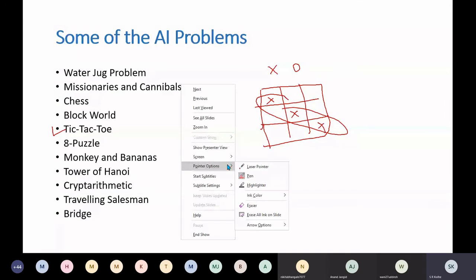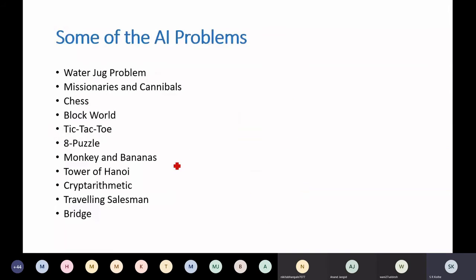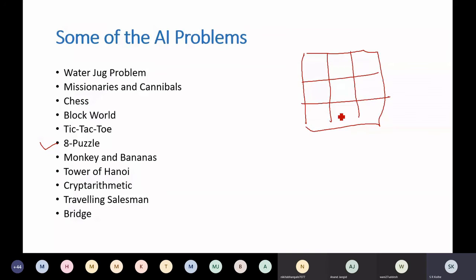Then another problem that is discussed is the 8 puzzle problem. Some of you might know this 8 puzzle; in your childhood you might have come across it. In the 8 puzzle there is a board consisting of 9 squares, and there are 8 tiles. On these tiles some numbers or letters may be written. For example, numbers 1, 2, 3, 4, 5, 6, 7 and 8. 8 tiles are there, and one square is kept empty.